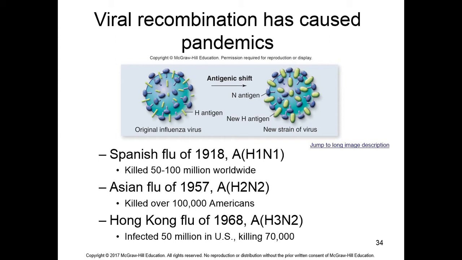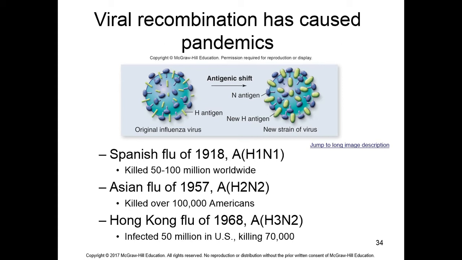If you look at one of the previous pandemics, what happened in 1918 is famous as the Spanish flu. It killed about 50 to 100 million individuals worldwide. It is said that it was the type A influenza virus that has H1 and N1 spikes. So the type A influenza virus with the subtype H1 and N1.